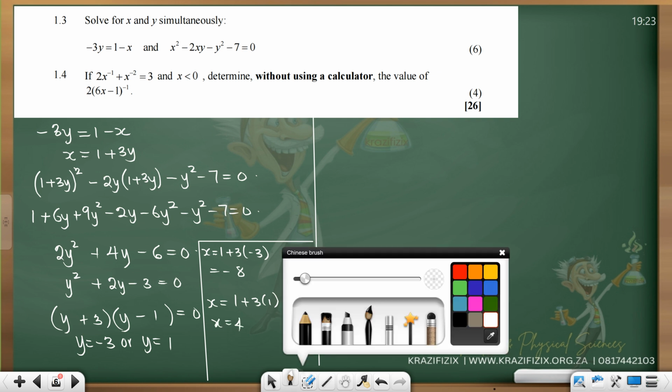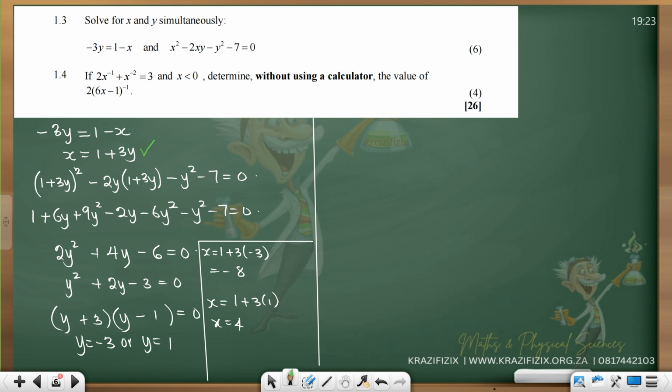Let's see. 6 marks, usually 6 marks. Mark number 1, substitution. Mark number 2, simplified form. Factor 3, factor 4, y values 5, x values 6.